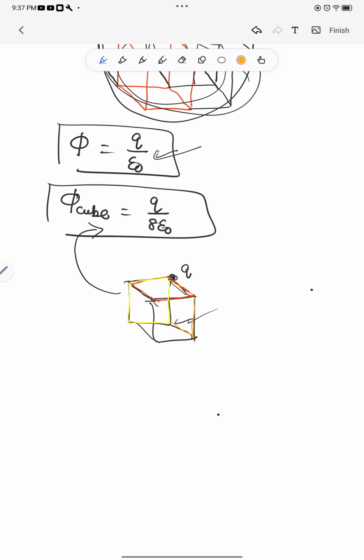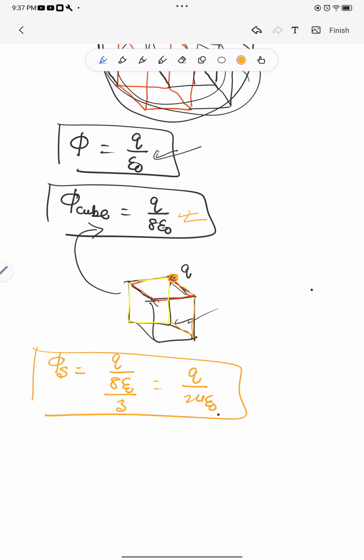These three surfaces touch this charge, and so the flux through these three surfaces will be 0, and the total flux, that is q by 8 epsilon naught of this cube, will pass only through the remaining three surfaces. So if we want to calculate the flux through a single surface of this cube, then the flux through a single surface will be q by 8 epsilon naught divided by 3, and this will be q by 24 epsilon naught.